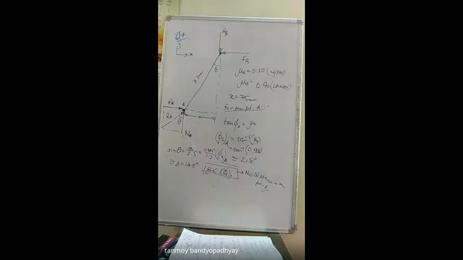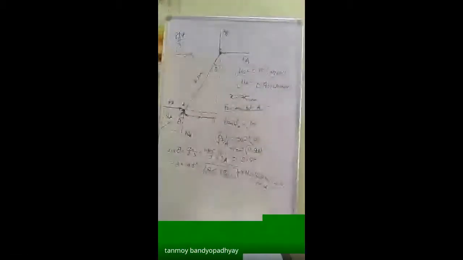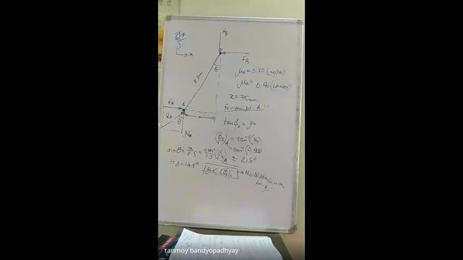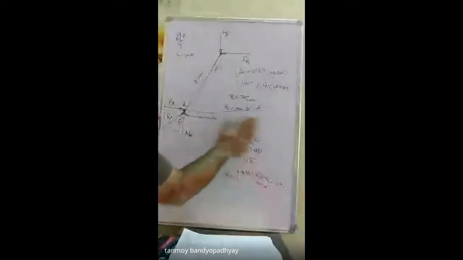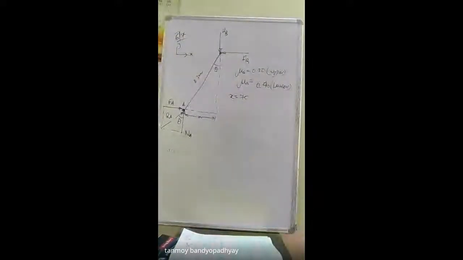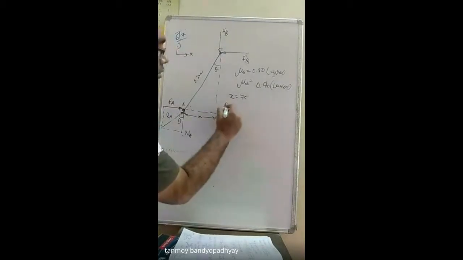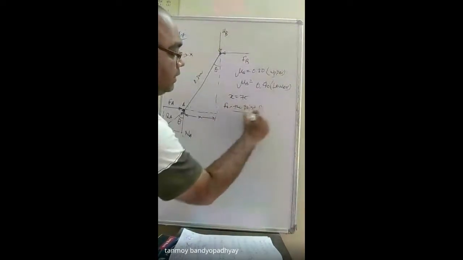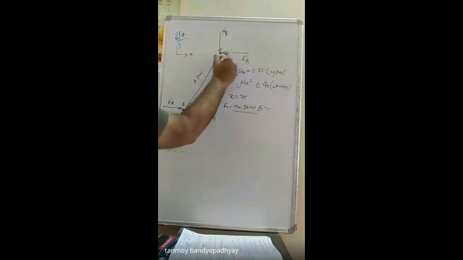Next part. Now calculate for the point B. Write for the point B. So I'm going to consider the B point. This one was the A point and this one is the B point.